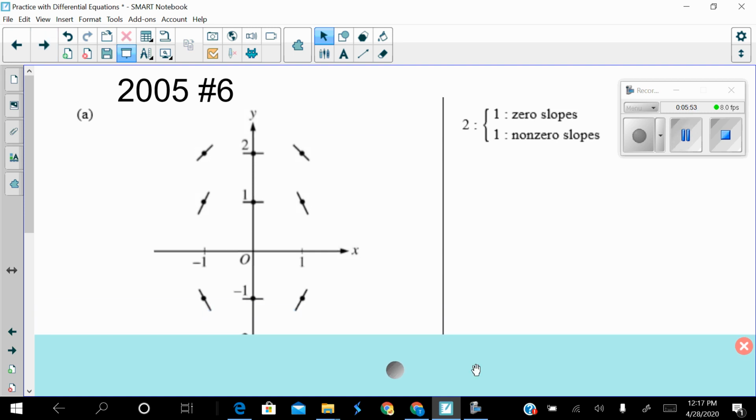It's only 2 points, but still, they give you 1 point just for getting the zero slopes right, like these. And then you get another point for getting the other slopes right.